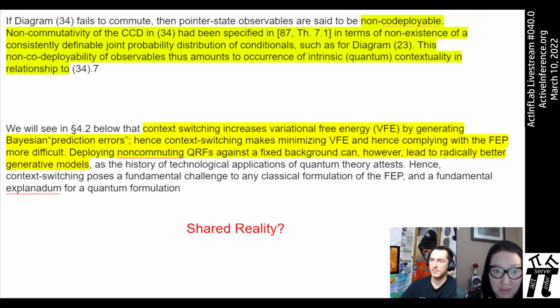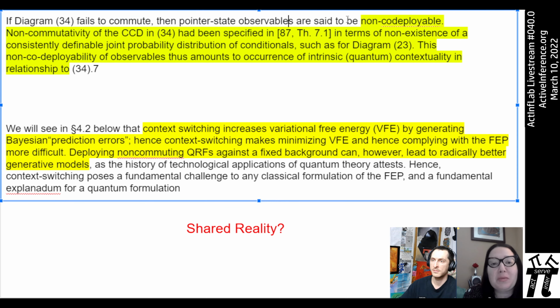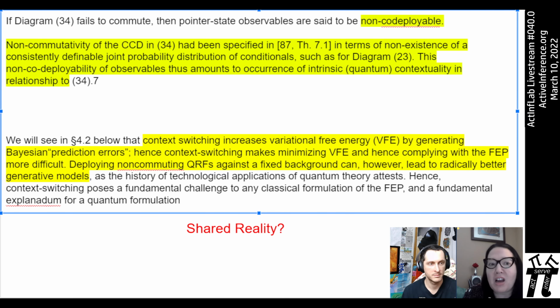If it fails to commute, then the observables are non-codeployable. So that's like position and momentum. Those are non-codeployable observables. So non-commutativity in diagram 34 has been specified in terms of non-existence of a consistently definable joint probability distribution of conditionals. So that's like the conditional independence, right? This non-codeployability of observables amounts to the occurrence of intrinsic quantum contextuality in relationship to that diagram.